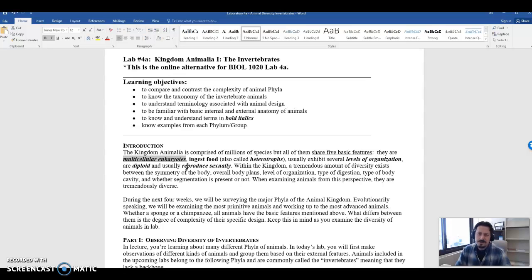Sea stars can do this. If one of their arms breaks off, they can regenerate and make a new sea star. But they also have the ability to reproduce sexually, which means that they're able to reproduce with another organism.